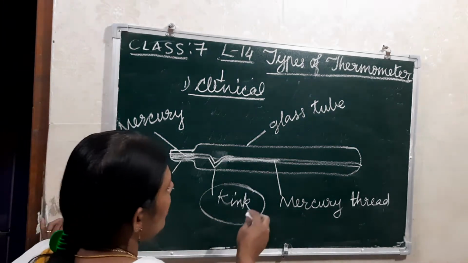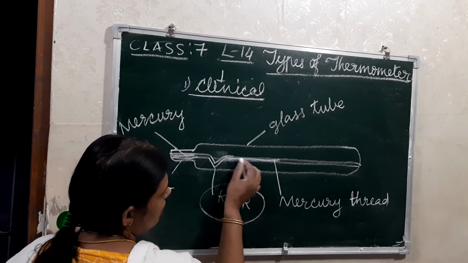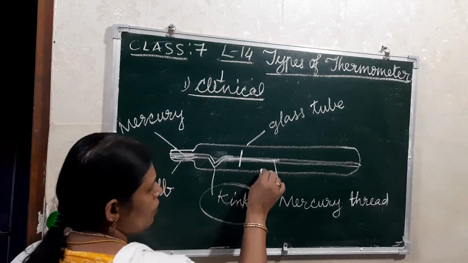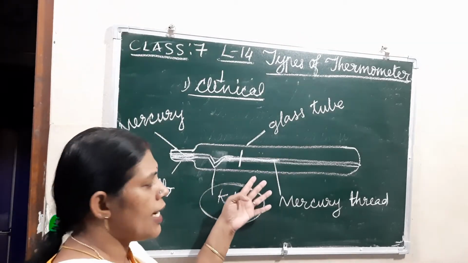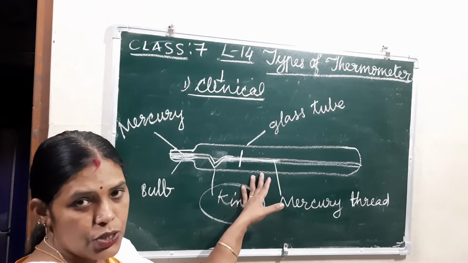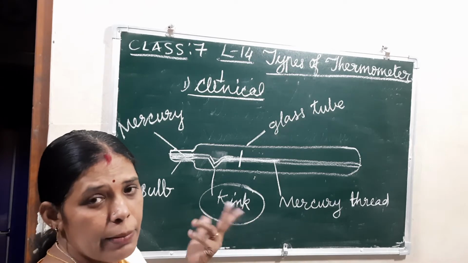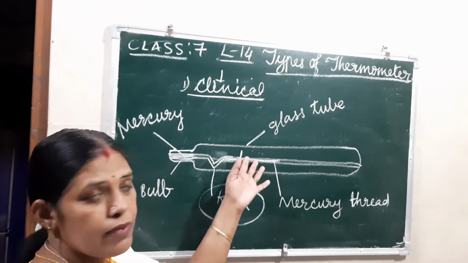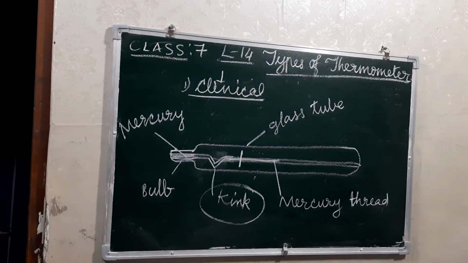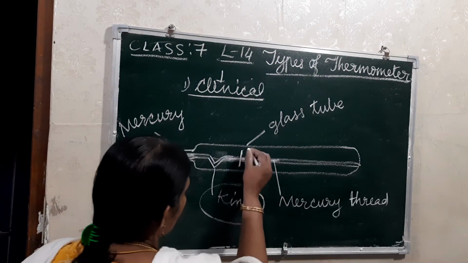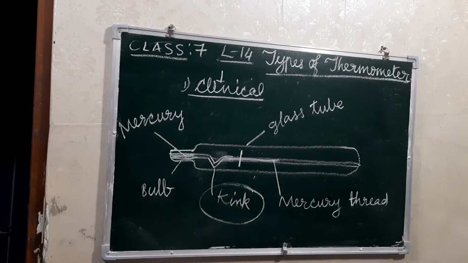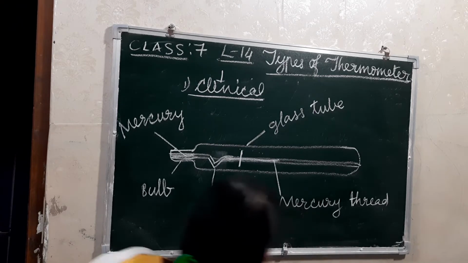Now see here, this reading you can see from both sides. One side is Fahrenheit and one side is degree Celsius. Both scales are mentioned, so that if we want to take the measurement in degree Celsius, we can take it, otherwise we can take it in Fahrenheit. Here the Fahrenheit scale comes like this, actually from 95.